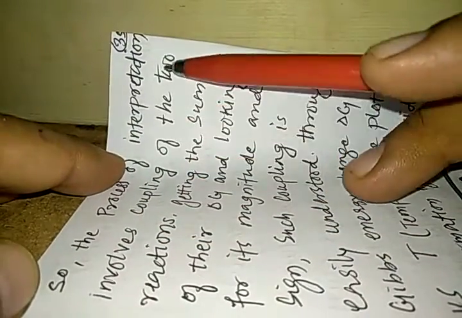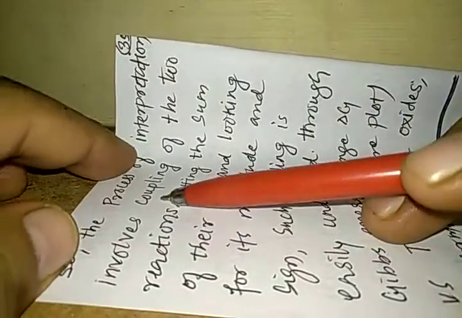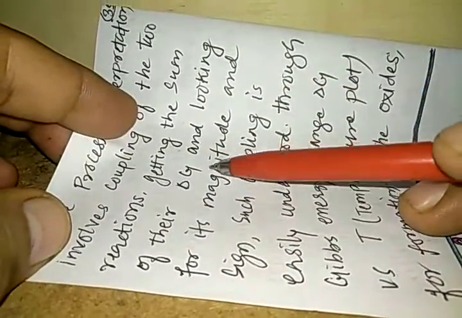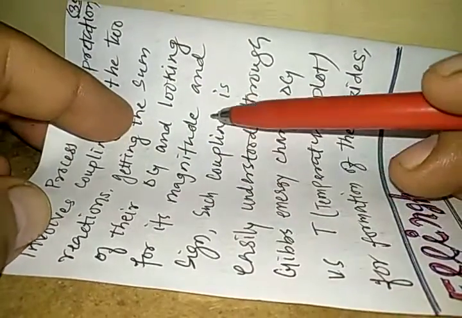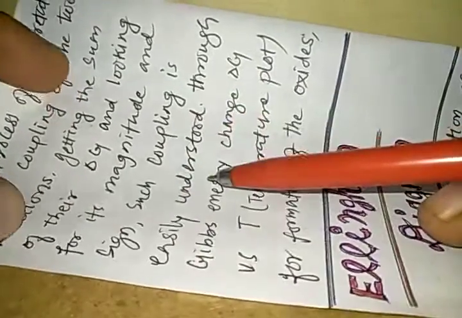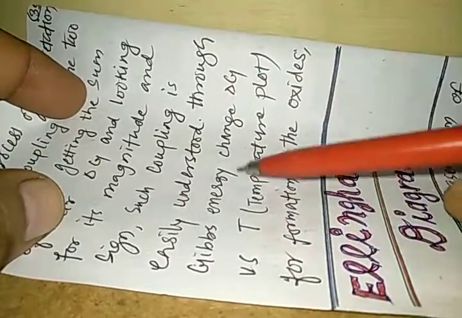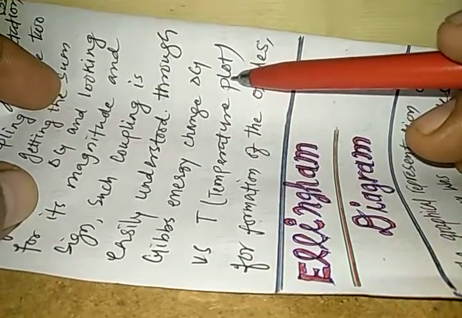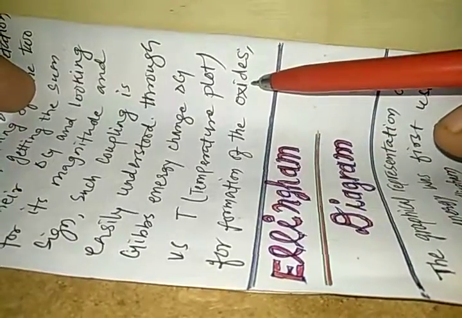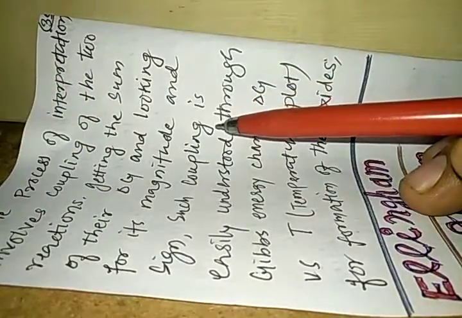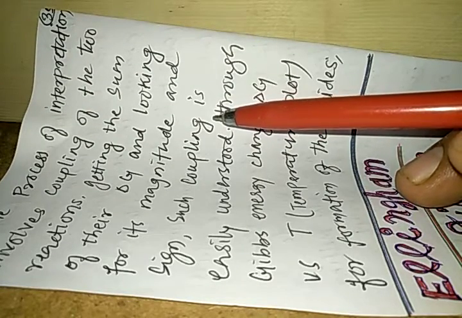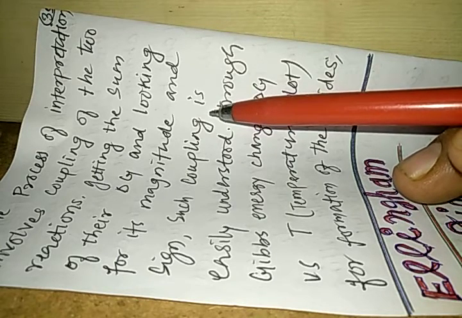The process of interpretation involves coupling of the two reactions, getting the sum of their delta G, and looking at its magnitude and sign. Such coupling is easily understood through the Gibbs energy change, delta G, versus T or temperature plot for the formation of oxides. What this tries to tell us is that when we couple any reactions and delta G is negative, the coupling of these two reactions is going to be spontaneous.